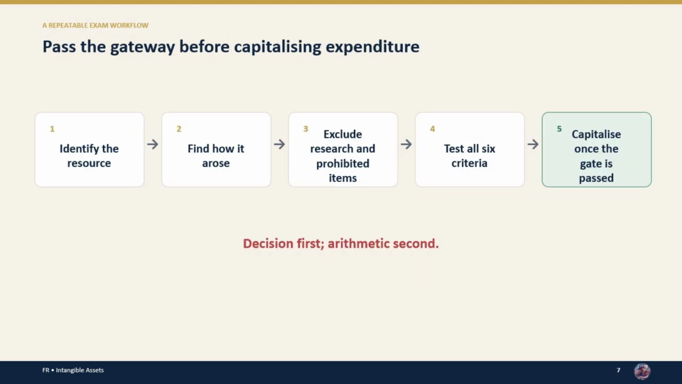Identify the resource. Decide whether it was purchased or created internally. Exclude research and prohibited internally generated items. For development, test all 6 criteria and identify the exact date they are first demonstrated. Then capitalize only eligible expenditure from that date, and begin amortization only when the asset is available for use. This order prevents capitalizing too early.